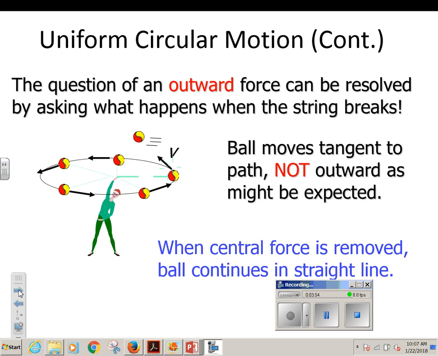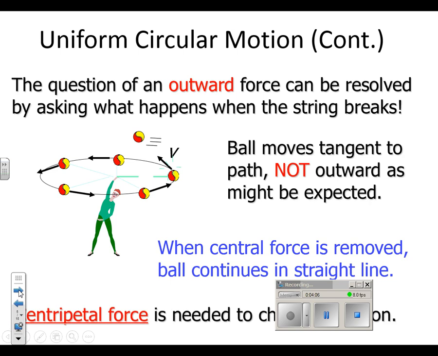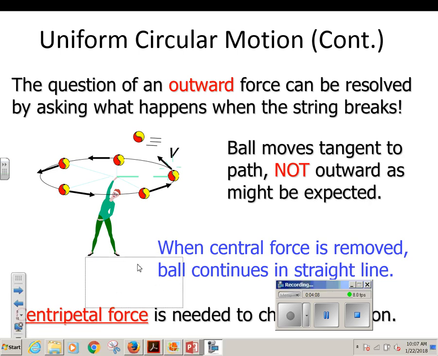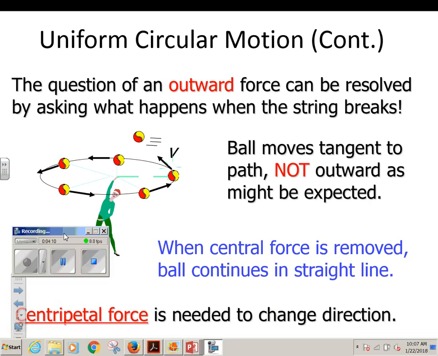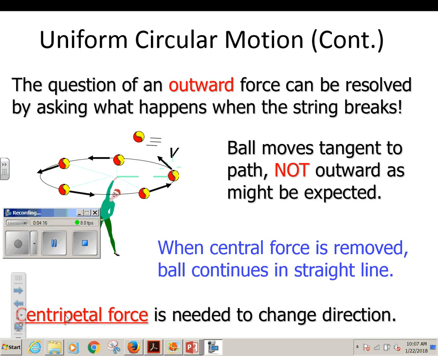So the only thing keeping it in the circle is the force going towards the center of the circle. Once that force is no longer there, it just travels in a straight line, which means there are no other forces involved. Centripetal force is needed to change its direction so that it stays in a circle. If there's no centripetal force, then it just stays in a straight line path, according to Newton's first law.